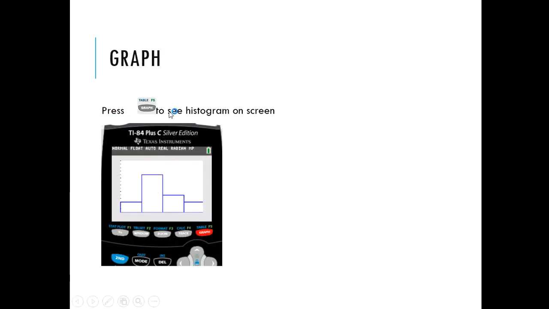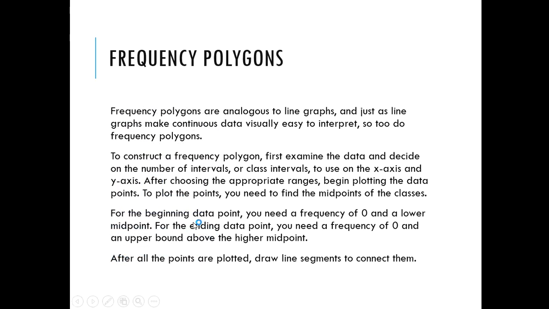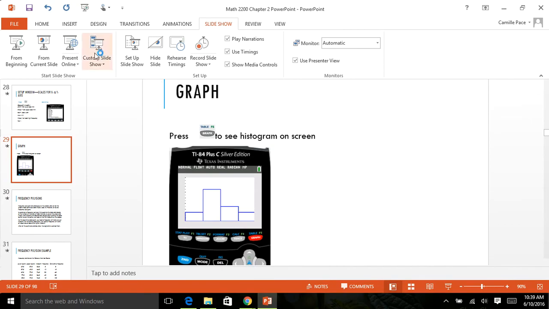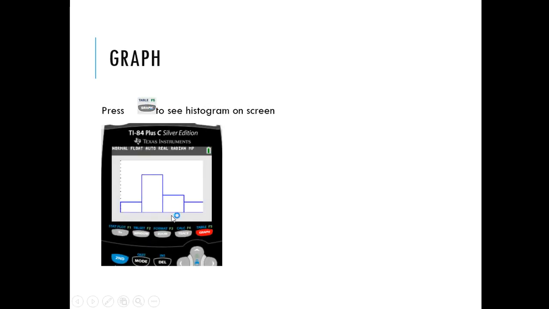If you press graph, let me put that on the big screen. If you press this button, it'll bring you the histogram. And we see here the second class has the most data. So that's how you do histograms in the 84. I hope this has helped.